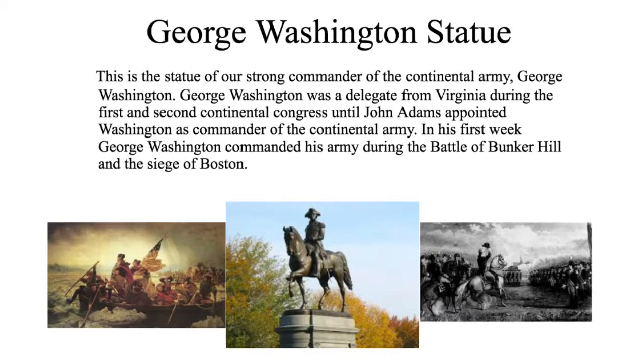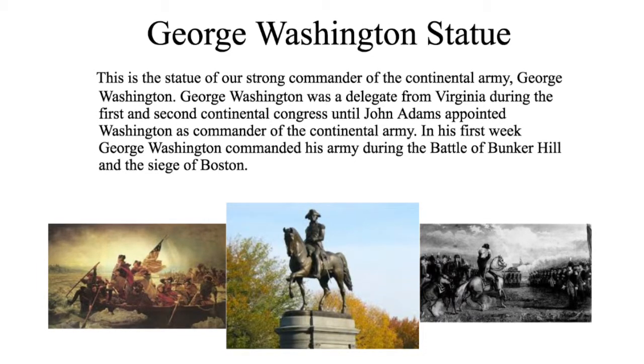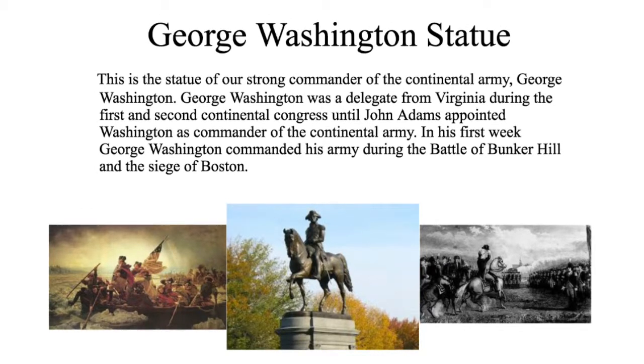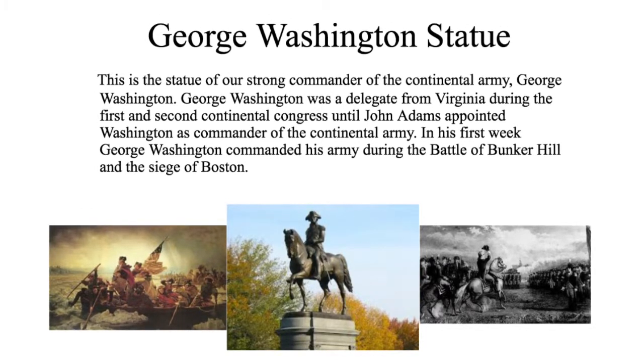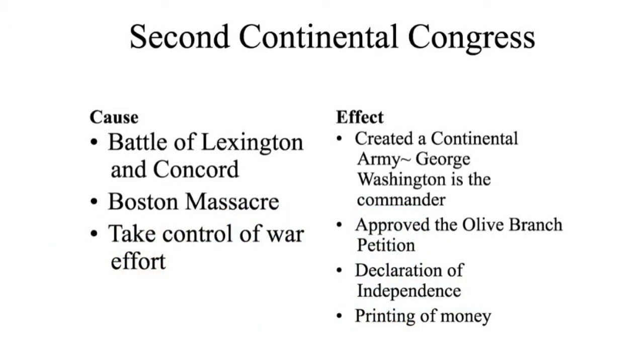This is a statue of George Washington, who was a delegate from Virginia during the First and Second Continental Congress, until appointed commander of the Continental Army. He commanded his army during the Battle of Bunker Hill and the Siege of Boston, and we all believe that he will command many more. The causes of the Second Continental Congress were the Battle of Lexington and Concord, the Boston Massacre, and to take control of the war effort. The effects were they created a Continental Army, approved the Olive Branch Petition, wrote the Declaration of Independence, and approved the printing of money.